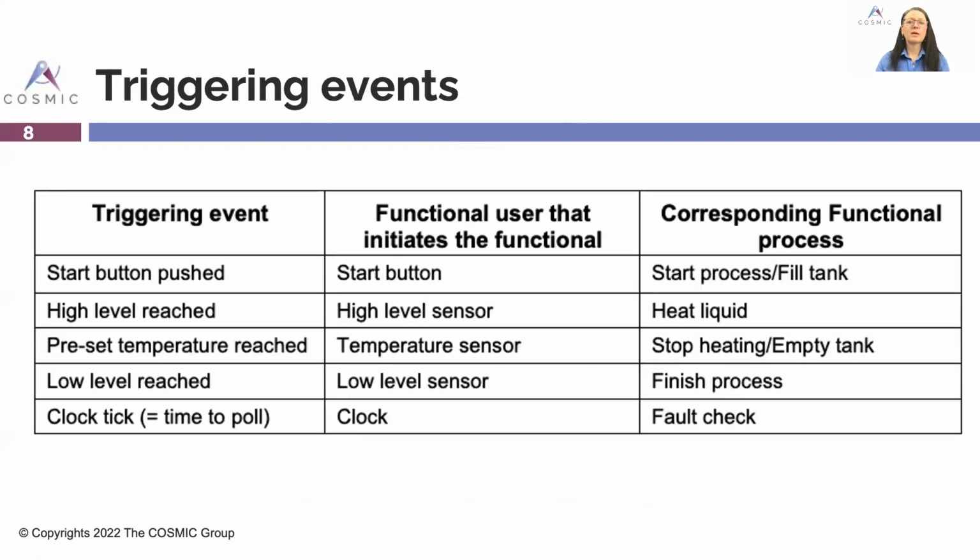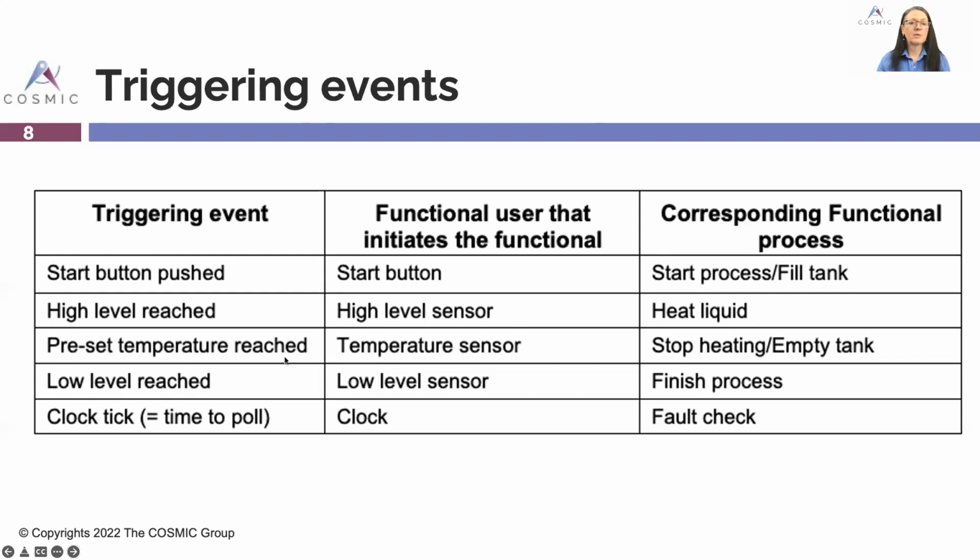Now, let's look at the triggering events of that system. Well, first there's the start button that is pushed. So the human user will interact with the system pushing the start button, and the corresponding functional process is start process, fill the tank. There's high level reached through the high level sensor, and then is to heat the liquid.